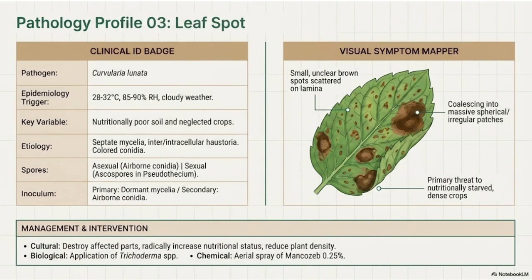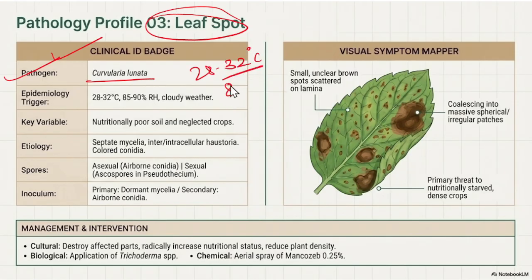Then the third one is leaf spot. Leaf spot is also a major disease in mint. The causal agent, Curvularia lunata, is the pathogen. The favorable condition is 28 to 30 degrees Celsius, relative humidity of 85 to 90%, and cloudy weather. Nutritionally poor soil and neglected crops are also key factors for this disease development.